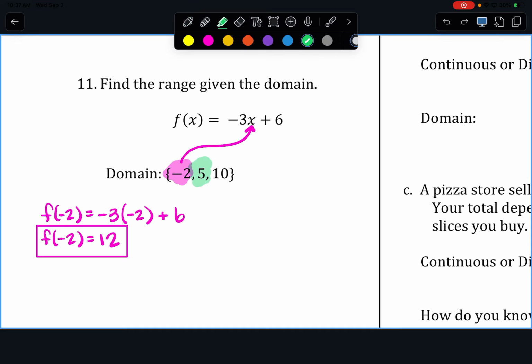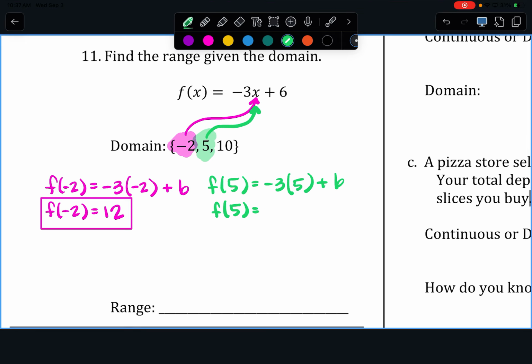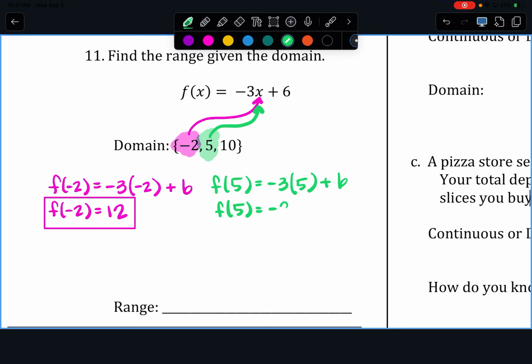All right, now I'm going to plug in negative 5. I'm going to do the exact same thing, but now I'm going to put the 5 in for the x. So f of 5 equals negative 3, parentheses 5. And then I'm just going to bring down the f of 5 because that's my fancy y equals, and that's going to give me negative 15 plus 6, which is negative 9. Again, use your calculators if you need to. You're just plugging numbers in.